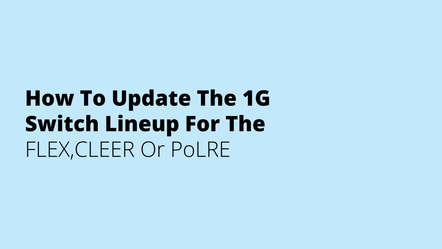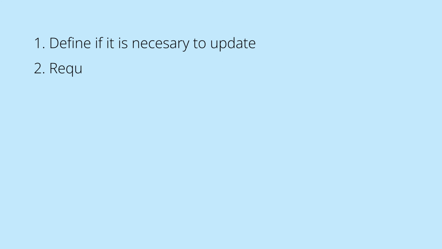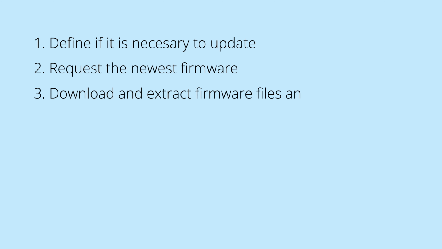How do I update the 1G switch lineup? Here's a list of things I'll be doing in this video, as it is slightly long. 1. We'll be checking if we even need to update. 2. We'll be requesting firmware and or creating a support ticket online. 3. We will download and extract the files, as well as download and install XLite, a free FTP service.